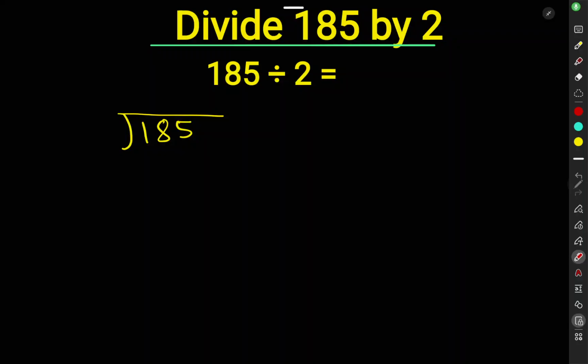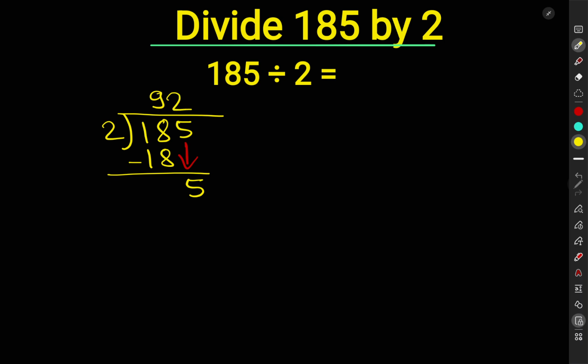Now we divide 185 by 2 in a long division method. So 2 times 9 means 18. On subtracting we got 0. So now we put down the number beside this 5 and we remove this 0.